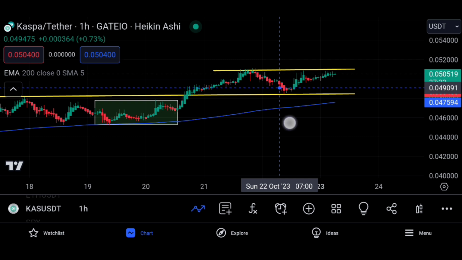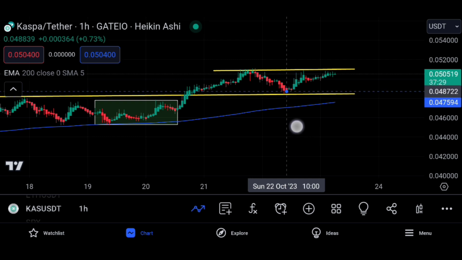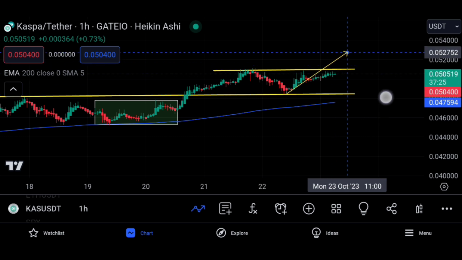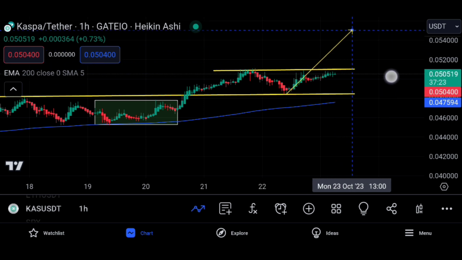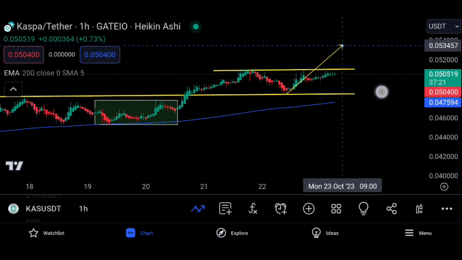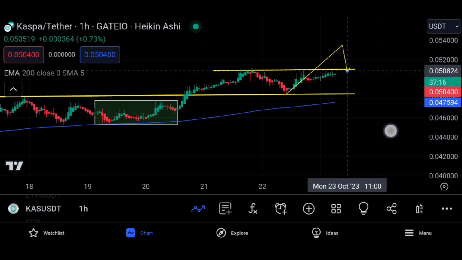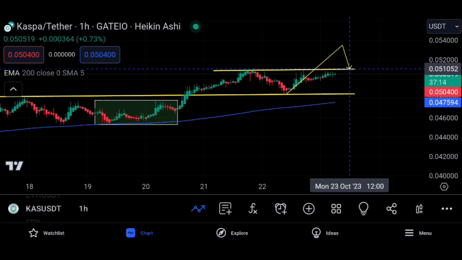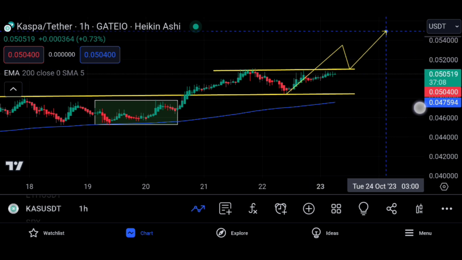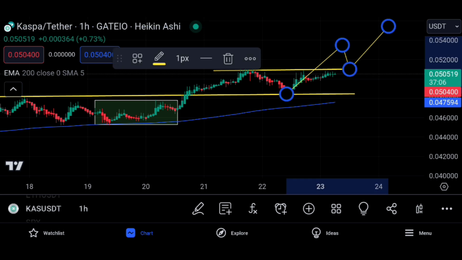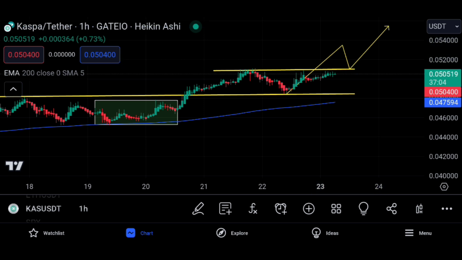So I expect after this impulsive move from this particular point, that the buyers would actually take the price above the newly established resistance, and then after that the next pullback returns to the resistance, just as it happened at this particular position. It returns to the resistance, and then an impulsive move continues the uptrend towards the upside. So this is what I think will be happening on the price of Kaspa next.